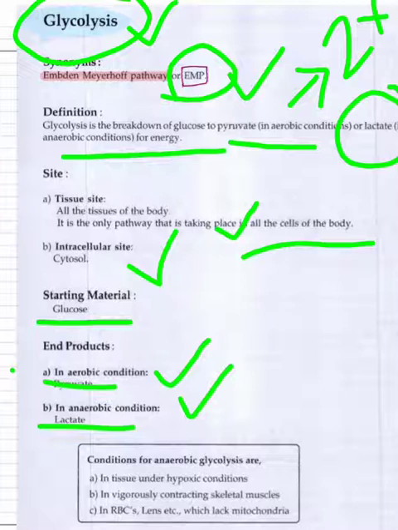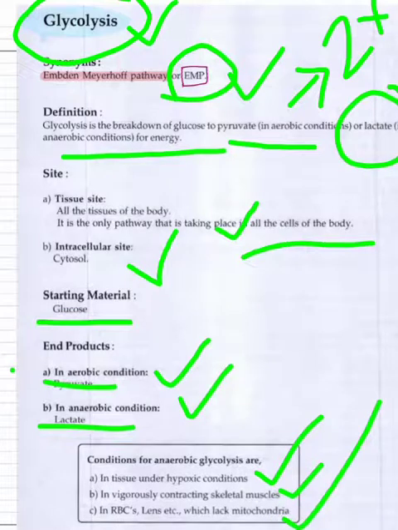What are the conditions for anaerobic glycolysis? If we go to the gym and do vigorous muscle exercise, that also makes lactate formation. Hypoxic condition also causes anaerobic glycolysis, and RBC and lens don't have mitochondria, so it also happens in anaerobic glycolysis.